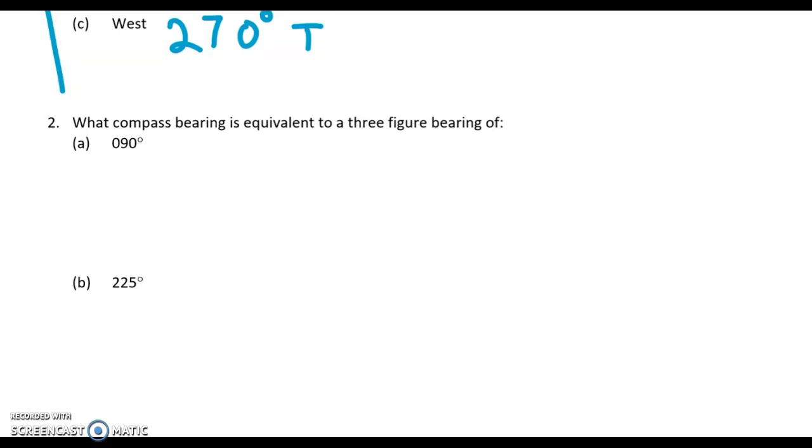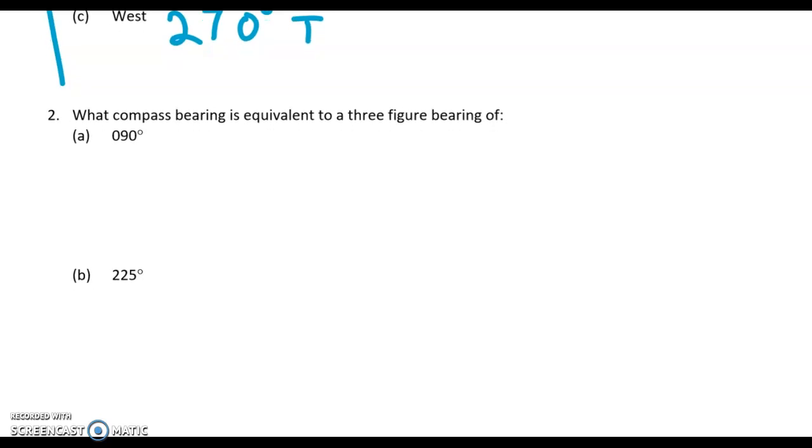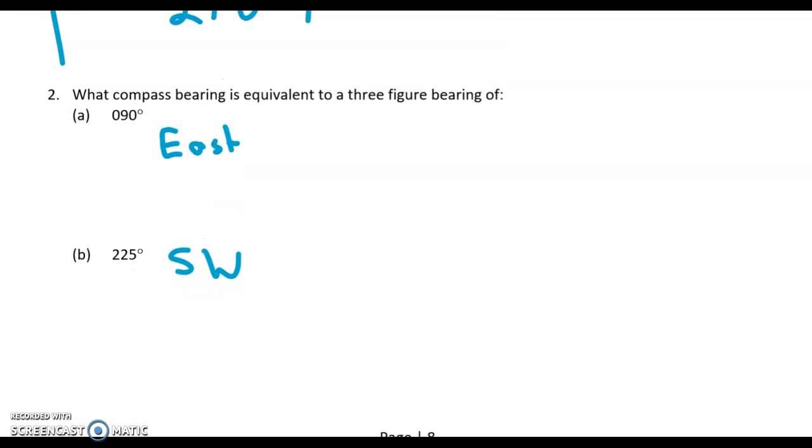What compass bearing is equivalent? Well, 90, that's just east. 225 is southwest. I'm just going to give you a couple more examples here.